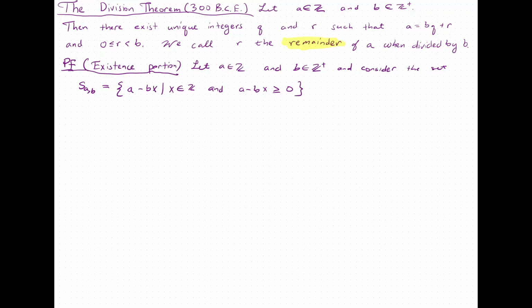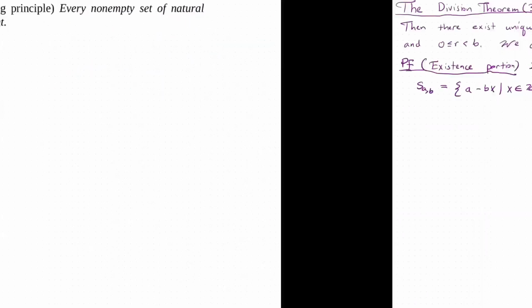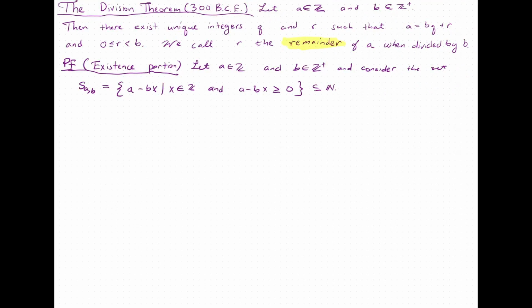But now, by construction, we know that this here, a minus b times x, is non-negative. So this is a subset of the natural numbers. Now, before we apply the well-ordering principle, we need to establish that this set is in fact non-empty. So let's do that. Well, x is any integer, and so we can go ahead and choose x to be 0. If we choose x to be 0, then we have that this is exactly a. And so that will give us one candidate.